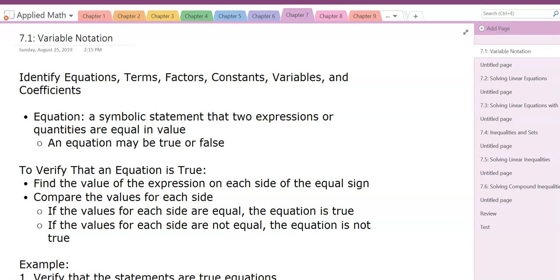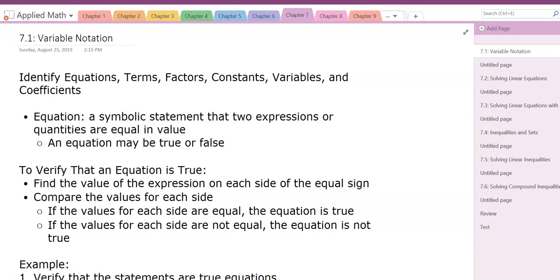So I want to go over first what an equation is. A basic equation is just a symbolic statement that two expressions or quantities are equal in value, and an equation can be true or false. There are some cases where, when you go to solve it, your variables end up canceling out, and you end up with a statement that says 3 equals 5, which would not be true, and so that would be a situation where there's no solution. So just because you have an equation doesn't necessarily mean that there's always an answer. But most of the time, you're going to be able to solve the equation for a specific number, but some of those cases are out there.